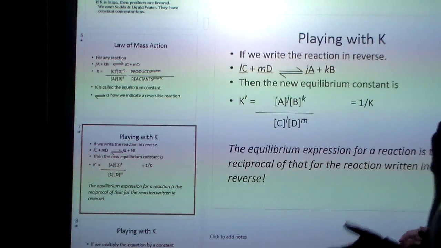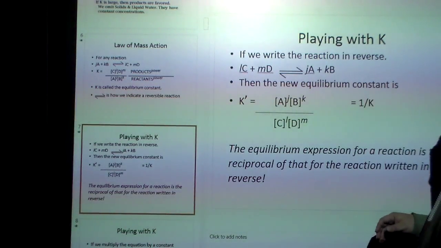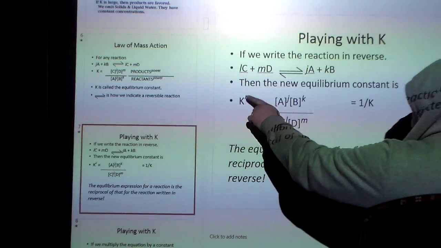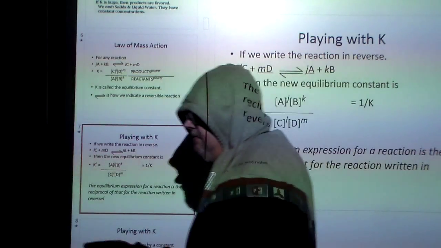Now again, we can play with the K here, and if we write the reaction in reverse, ladies and gentlemen, okay, where now it's flipped, we're going to have a K prime, because we're going to have a new equilibrium constant.